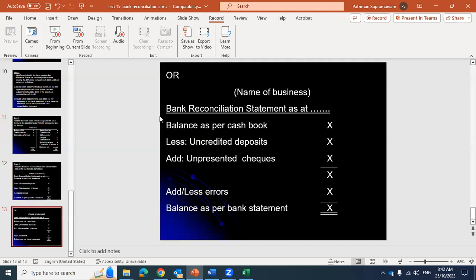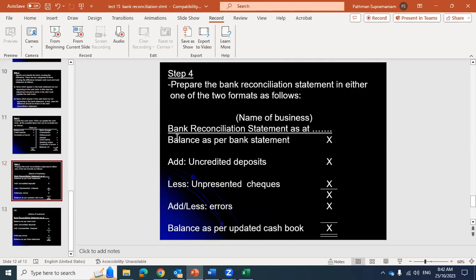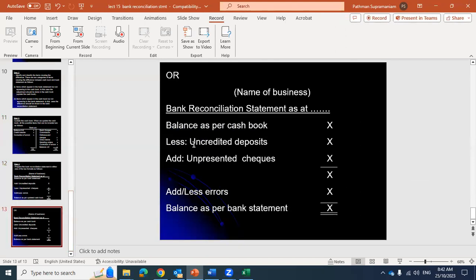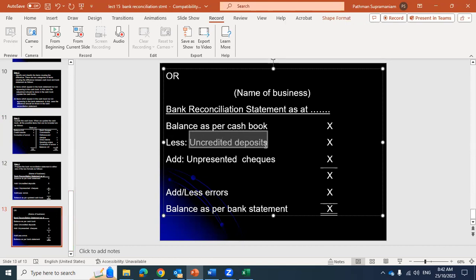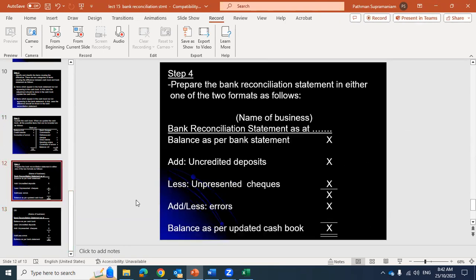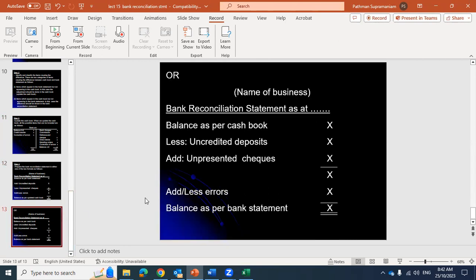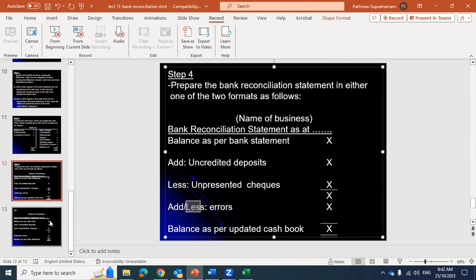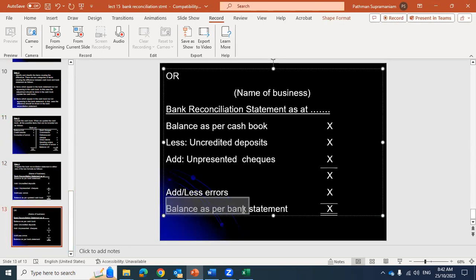Alternatively, we can also follow this other format, which is a complete reverse of the first one. The first one, we start with the bank statement and we end at the balance as per updated cash book. In doing so, we add uncredited deposit and less unpresented check. In the second format, everything is the reverse. Instead of adding, we less uncredited deposit. Instead of deducting, we add unpresented check. And whichever errors we add here, we would have to less here, and whichever errors we less in this format, we add in the other, and we will get the balance as per bank statement.